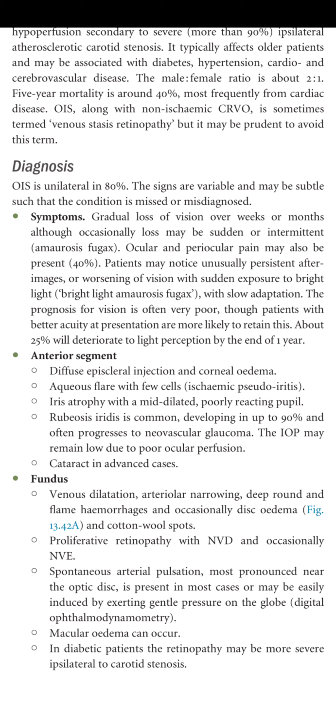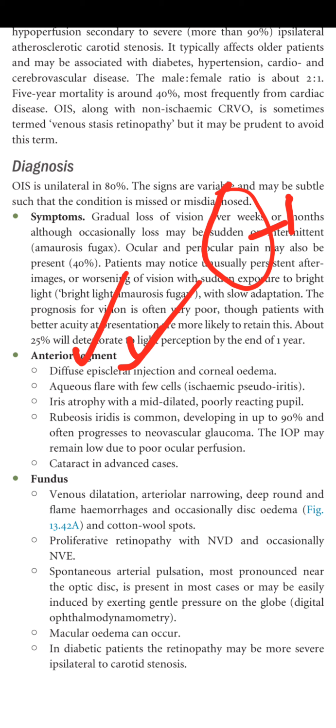Anterior segment. What are the signs of the anterior segment? There will be diffuse episcleral injection and corneal edema, aqueous flare and few cells, ischemic pseudoiritis, and iris atrophy with a mid-dilated, poorly reacting pupil. Rubeosis iridis is common, neovascularization of the iris developing in up to 90% and often progressing to neovascular glaucoma. So whenever there is NVI, there is a chance of progression to neovascular glaucoma. The IOP may remain low due to poor ocular perfusion.